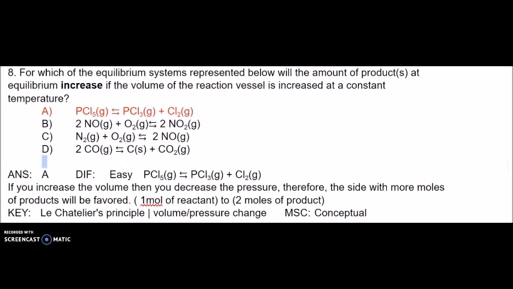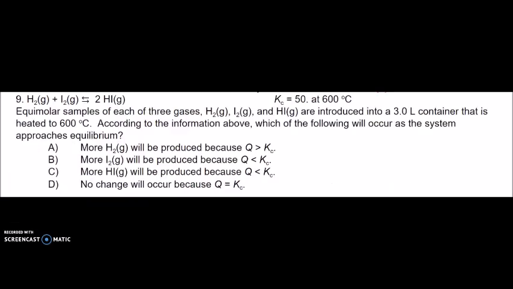If you increase the volume, then you decrease the pressure. Therefore, the side with more moles of products will be favored. And since A is the only one that had 1 mole of reactant to 2 moles of product, it was the correct answer. Number 9, our H2 gas is reacting with our iodine gas, yielding 2 hydrogen iodide gas.